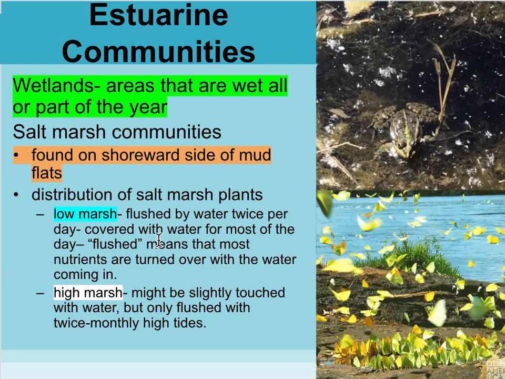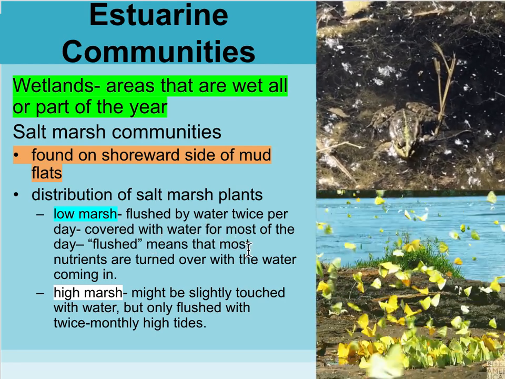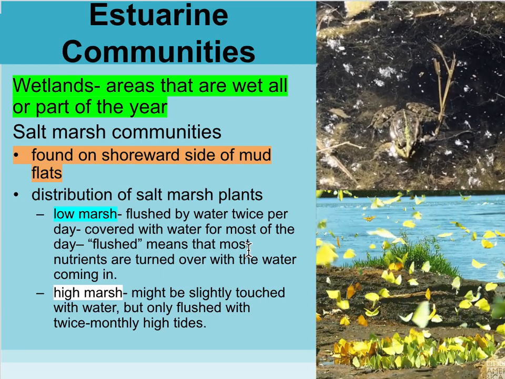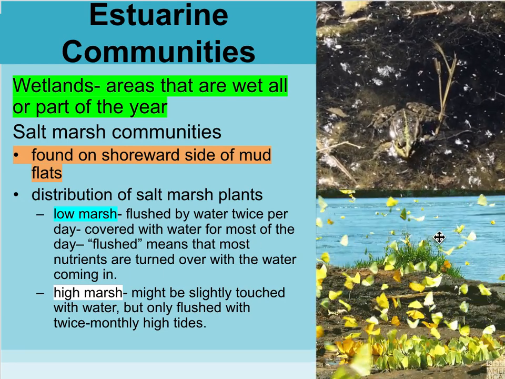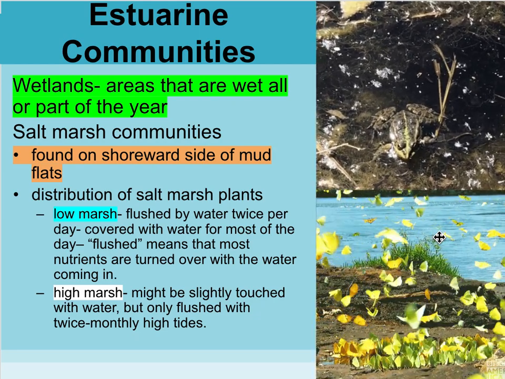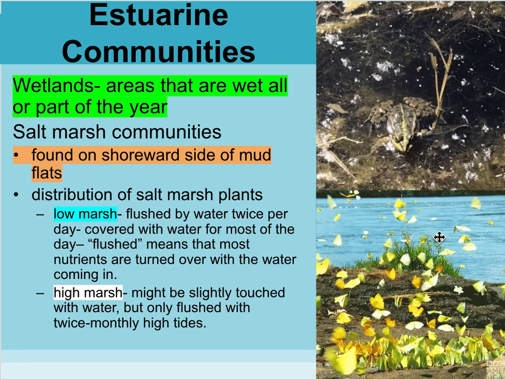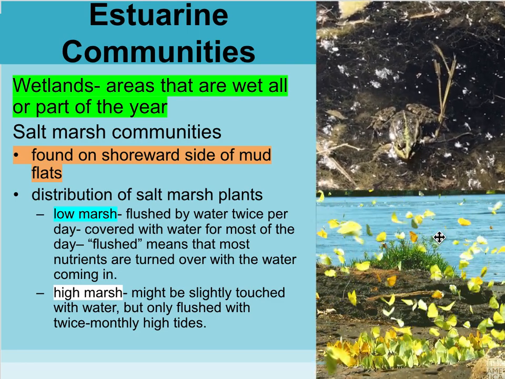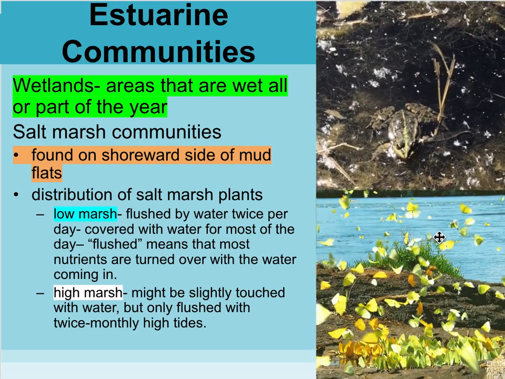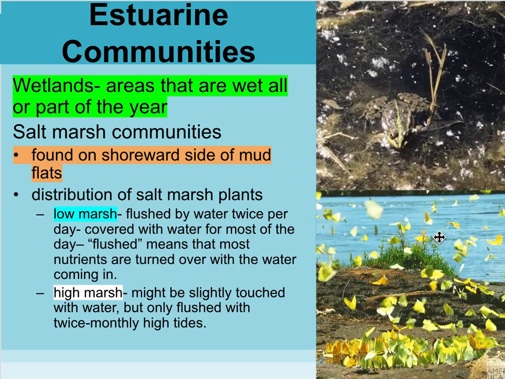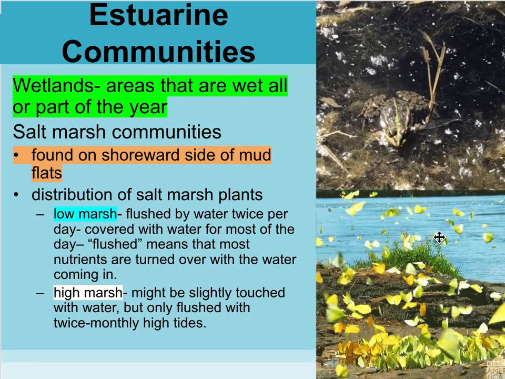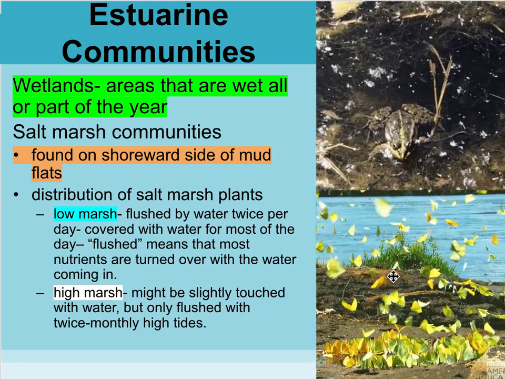A low marsh is an area that most of the day is wet from the ocean water, but it actually gets flushed about twice a day when the high tide comes in and then washes back out to the low tide. About twice a day it is getting flushed, meaning all the nutrients are getting pushed in and out, and there's a big exchange of nutrients. And most of the time, it is wet.